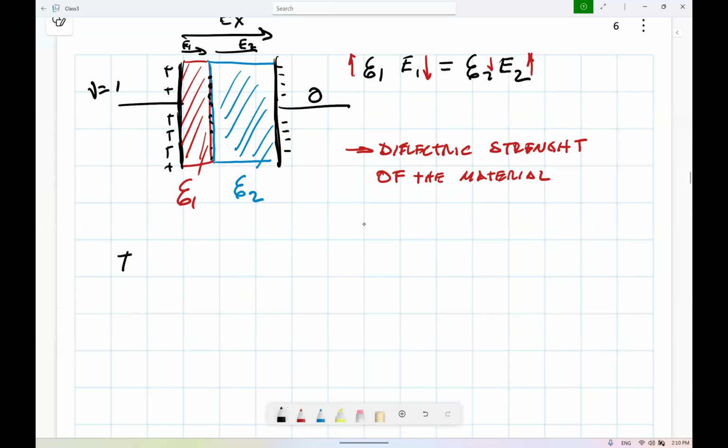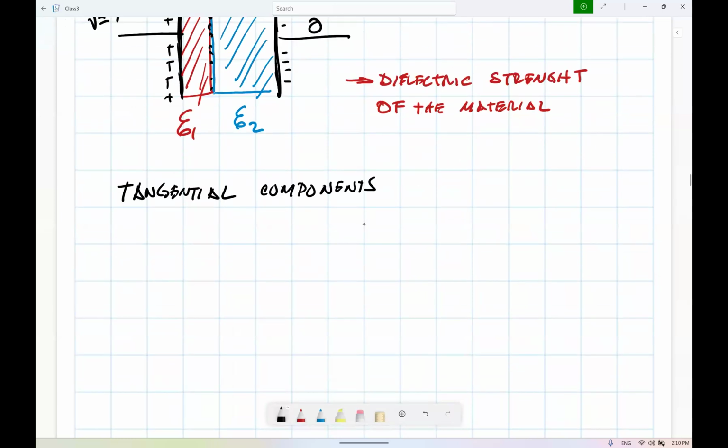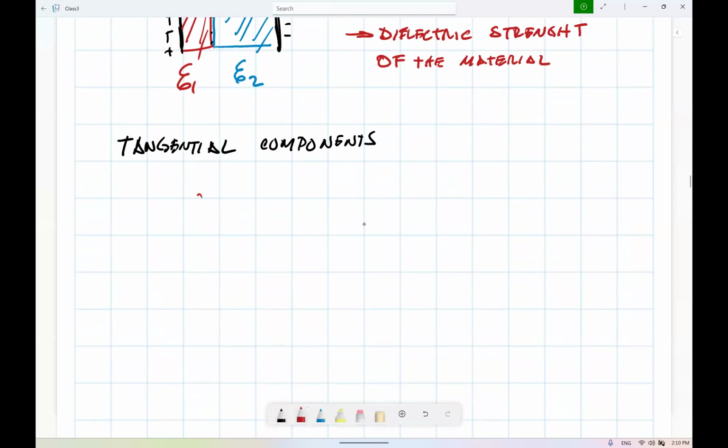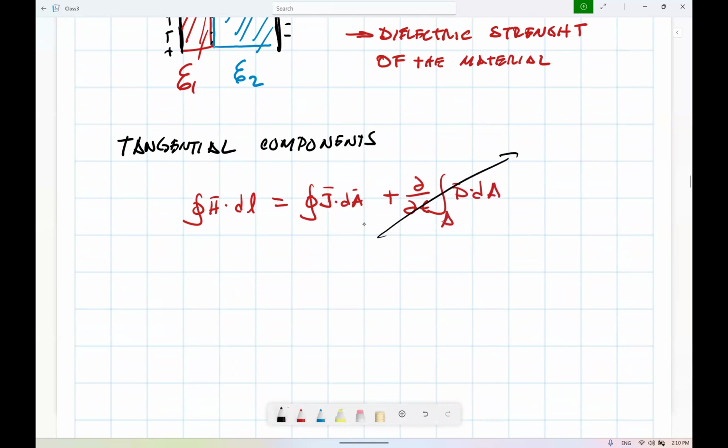Tangential components. Let's start with Ampere's law, right? The integral of H dot dl equals the integral of J dot dA plus d/dt of the displacement term. For most of what I'm going to do, I'm going to neglect this term. I'm going to make it 0 because I am a low frequency person.